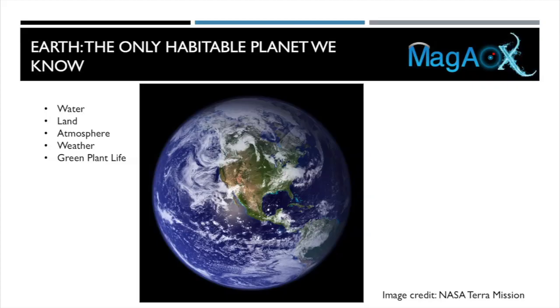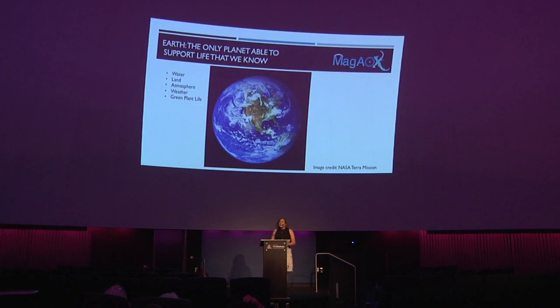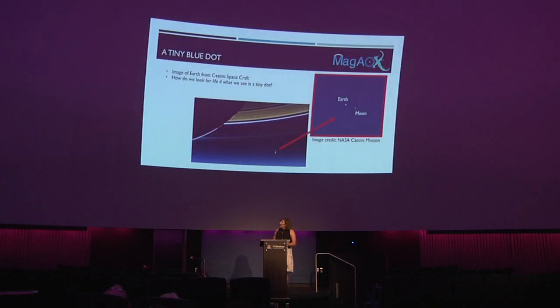So this is a picture of Earth. Right now, it's the only planet possible to sustain life that we know in the universe. From this close, we can see a lot of the features that we associate with sustainability for life. We can see the ocean, we can see plant life, we can see land, we can see weather, and we can see atmosphere.